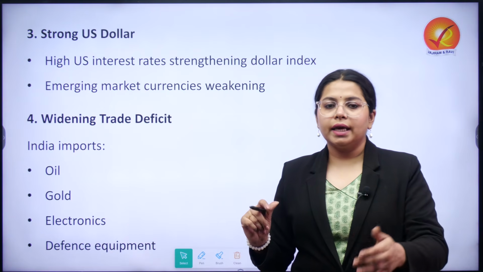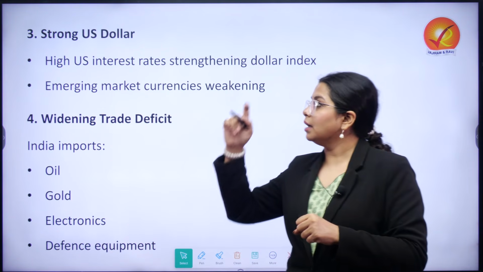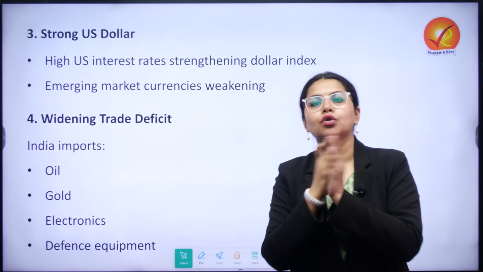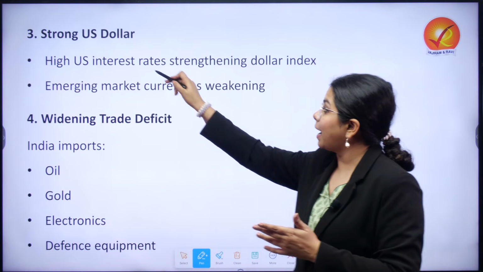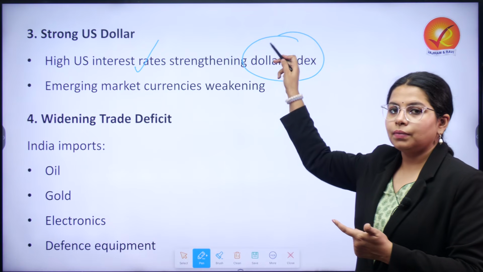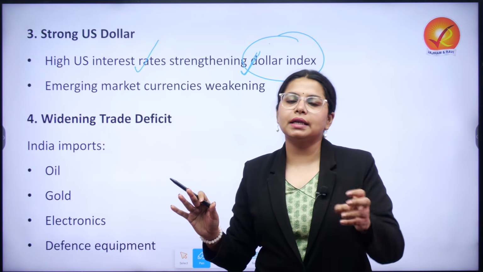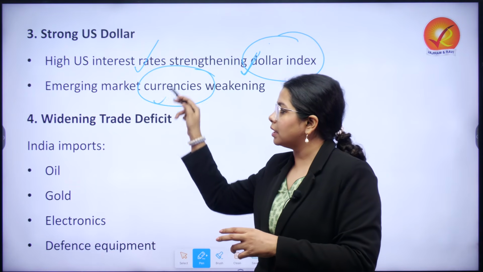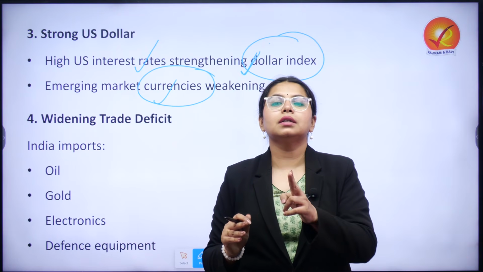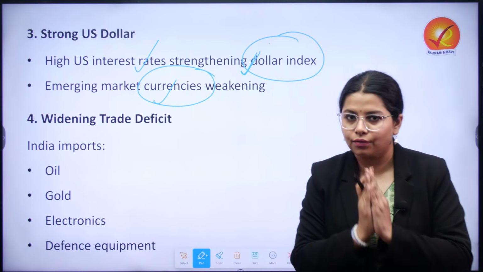Third factor that comes in here is the strong dollar itself. Given the global chaos, the dollar is an asset which not only is stable, but at the same time, if you look towards the US economy, it offers high interest rates which further strengthens the dollar index. So, when the dollar is strengthening, emerging markets automatically see their currencies weakening. This is not something that is happening exclusively for India, but certain factors are hastening the process that we are seeing in front of us.